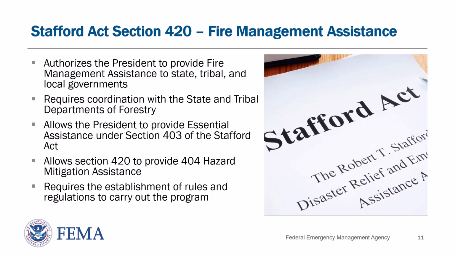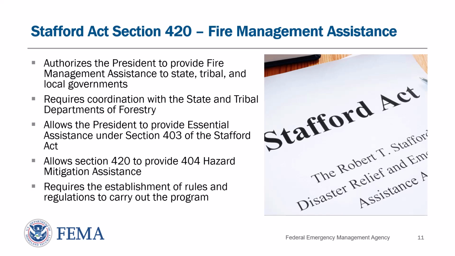So federal statutes are laws passed by U.S. Congress and signed by the President. They cannot be changed or waived by FEMA or any other government agency or official. The FMAG program is authorized by Section 420 of the Stafford Act and authorizes the President to provide fire management assistance to state, tribal, and local government. Requires coordination with the state and tribal departments of forestry. Also allows the President to provide essential assistance under Section 403 of the Stafford Act. Allows Section 420 to provide assistance for 404 hazard mitigation assistance, and requires the establishment of rules and regulations to carry out the program.